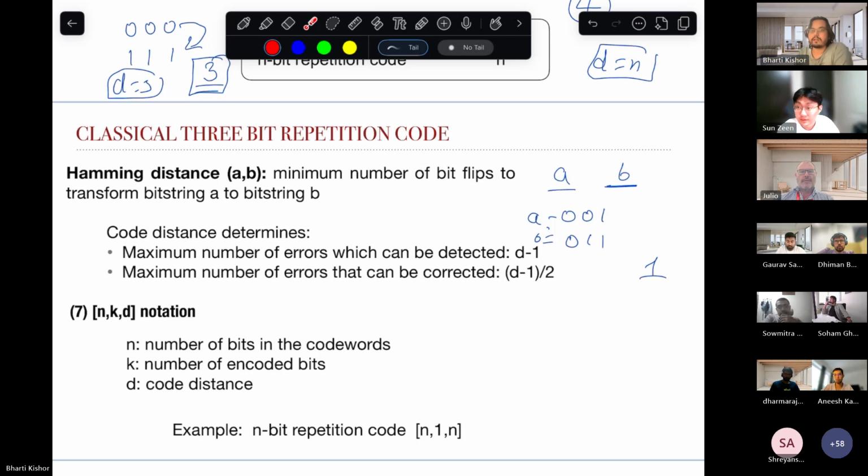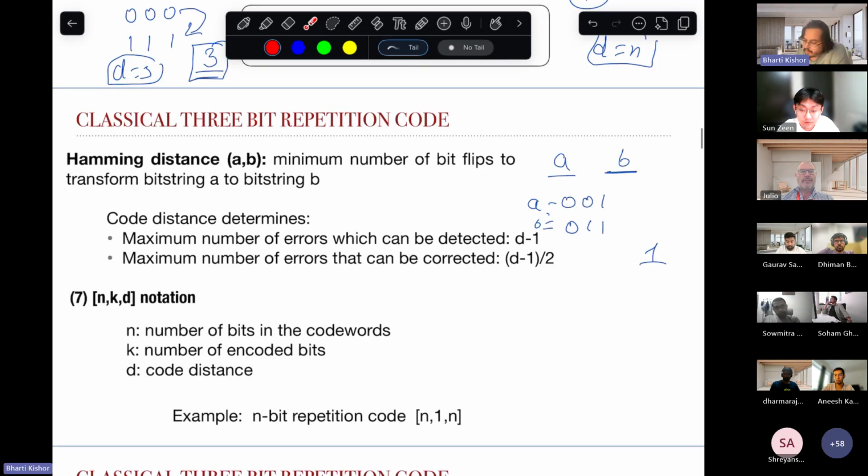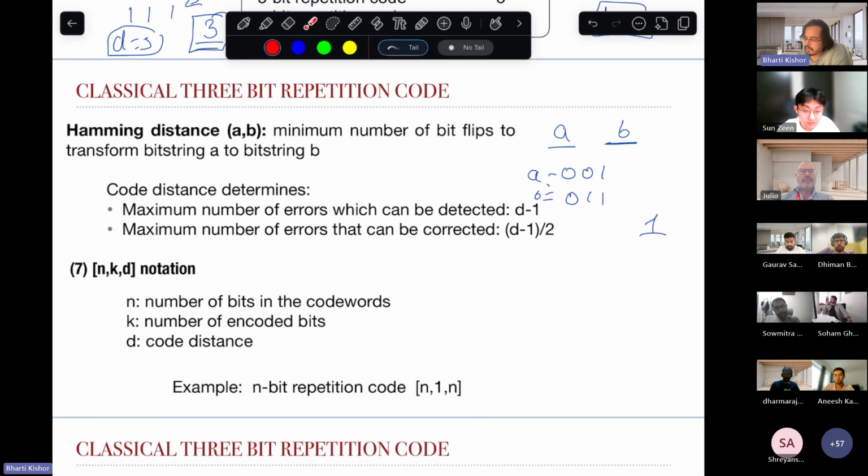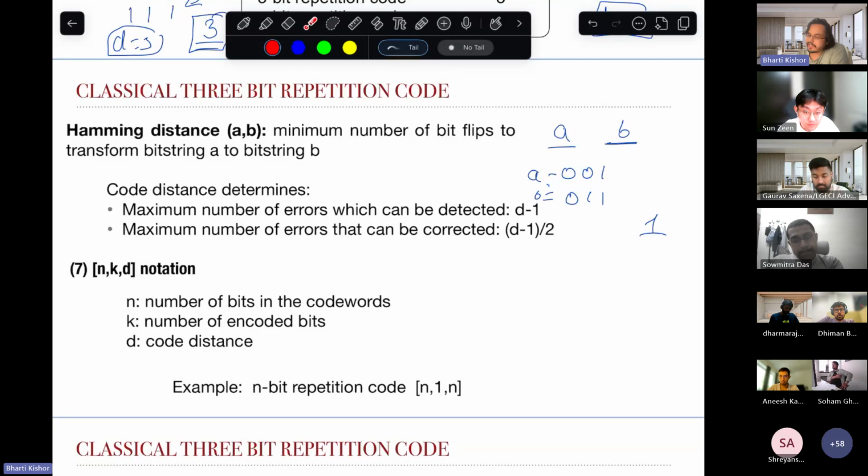So basically code distance determines the maximum number of errors which can be detected, which is d minus 1. The maximum number of errors that can be corrected is actually floor of (d minus 1) by 2.